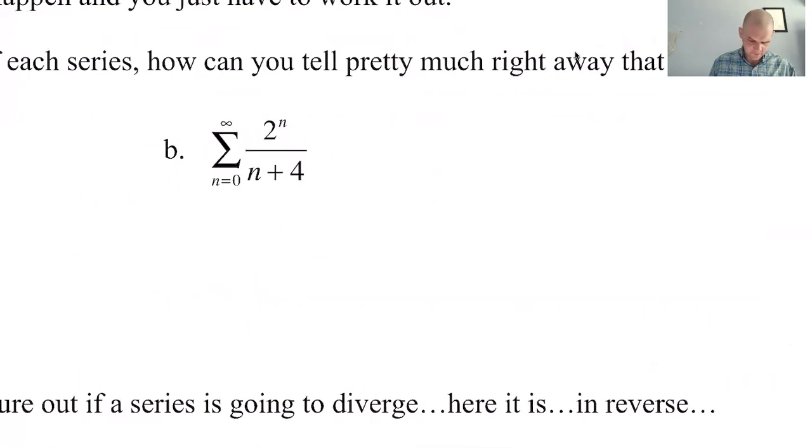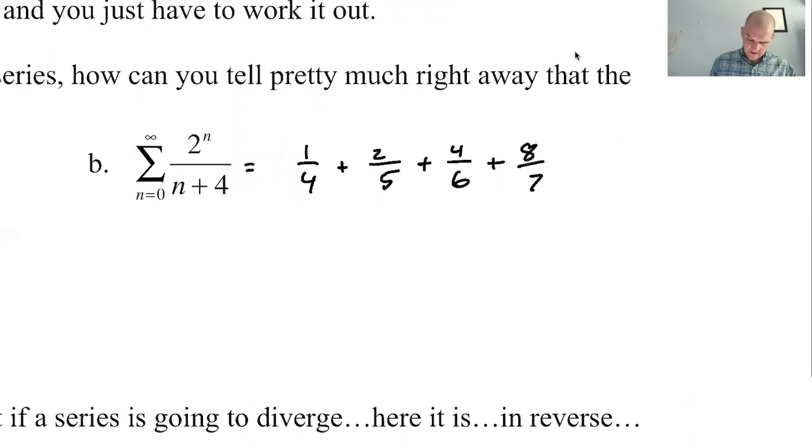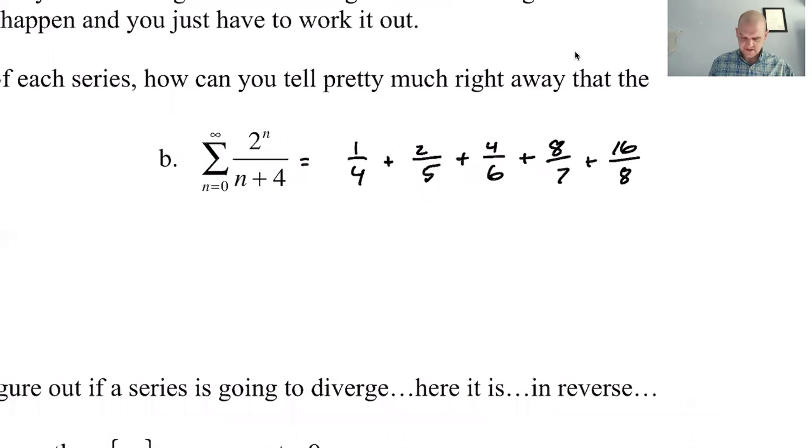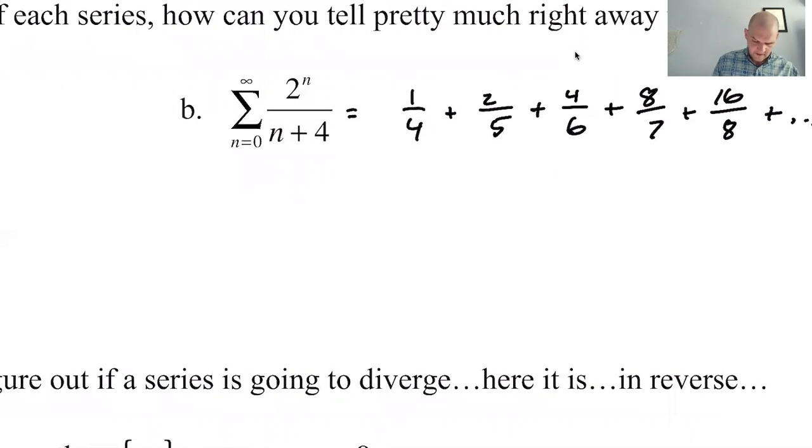This one I think is going to be even worse. If I plug in 0, I get 1/4. If I plug in 1, I get 2/5. If I plug in 2, I get 4/6. If I plug in 3, I get 8/7. And I think everything's going to be bigger than 1 after that. So 4 would give me 16 over 8. Yeah, this is getting out of control, even faster. Now I'm adding 2, then more than that, more than that. So this is definitely going to go to infinity.